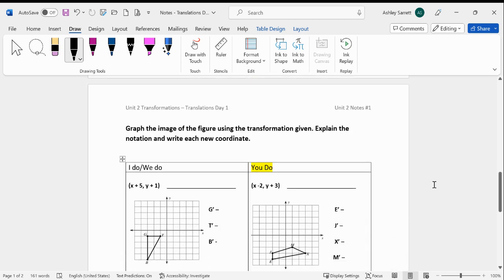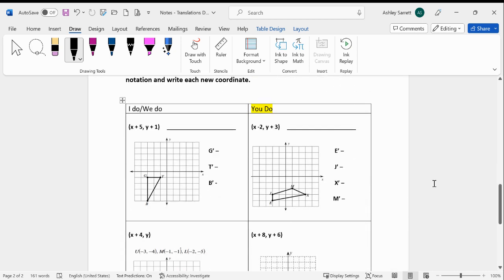So now that we know what the notation means, let's actually apply that to a shape on a coordinate plane. So here I have triangle GTB, and I have the notation x plus 5, y plus 1. This means the image is going to shift right 5 units and then up 1 unit. So I'm going to start with point G. I'm going to go right 1, 2, 3, 4, 5 units and then up 1. So this is our new point G.